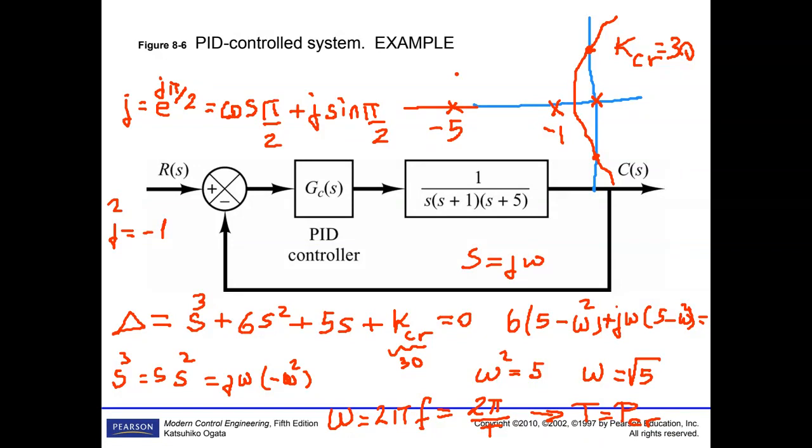Okay, now take a look at the previous labs too. All right, don't forget it. How to take transfer functions, steady state, how to plot the step response, ramp response.